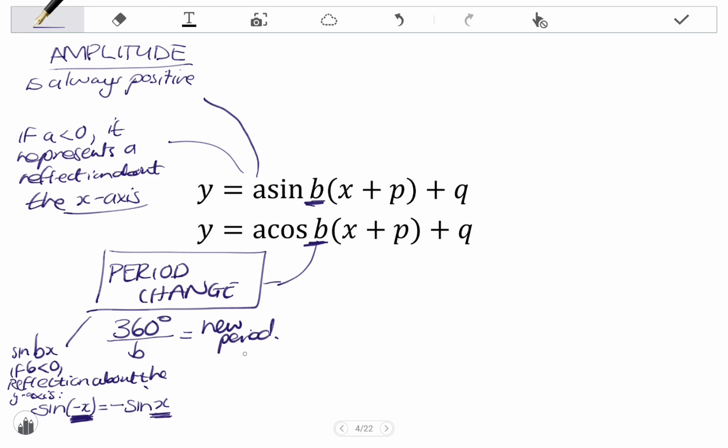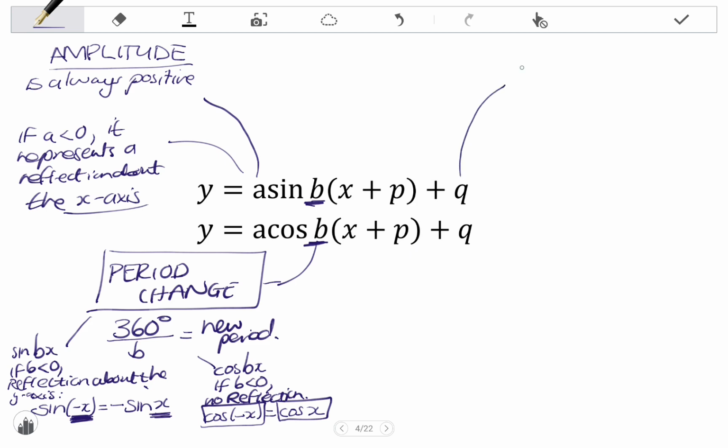Okay. When it comes to the cos graph, however, so if we're looking at cos bx, if b is negative, no reflection has occurred. And this comes from the reduction of negative angles for the cos graph. Cos of a negative angle goes to cos of that positive angle. So our y value remains unchanged. So there is no reflection.